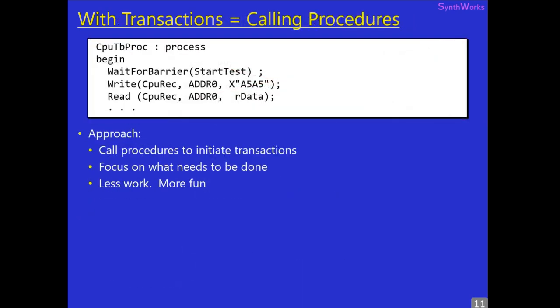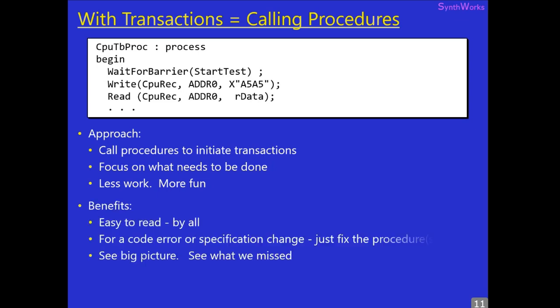So the thought of transactions is just to call a subprogram. We're not going to worry about what's behind the scenes just yet, because it can be a number of things. We call procedures to initiate the transactions. It's less work, and it's more fun to do things this way. The benefit is that it becomes readable, not just by the verification team, but by the hardware team, and hopefully also by anybody who writes code.